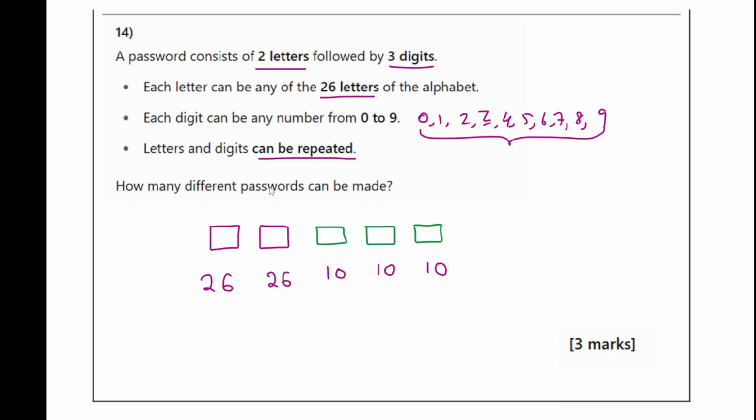How many different passwords can be made? Remember the product rule, you need to multiply all of these. So all you need to do is take your calculator and you multiply 26 multiplied by 26 multiplied by 10 times 10 times 10. And the answer is 676,000 different passwords.